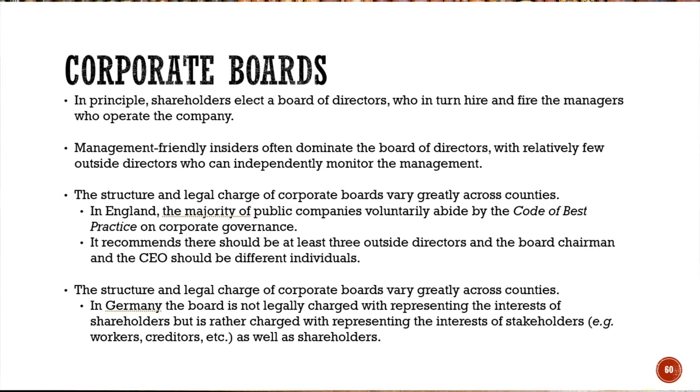In England, most public boards are volunteering to follow the code of best practice on how to engage in corporate governance. But it doesn't mean that they have to follow it. The British way of doing things is that it's prudent to have at least three outside directors, and that the board chairman and the CEO should be different individuals. In Germany, the board of directors has an emphasis of actually not only taking care of the shareholders, but a very strong anchored interest in taking care of the stakeholders. And that includes the people that are working for the business, the unions, the creditors, the vendors, and everyone else in the organization and outside the organization.